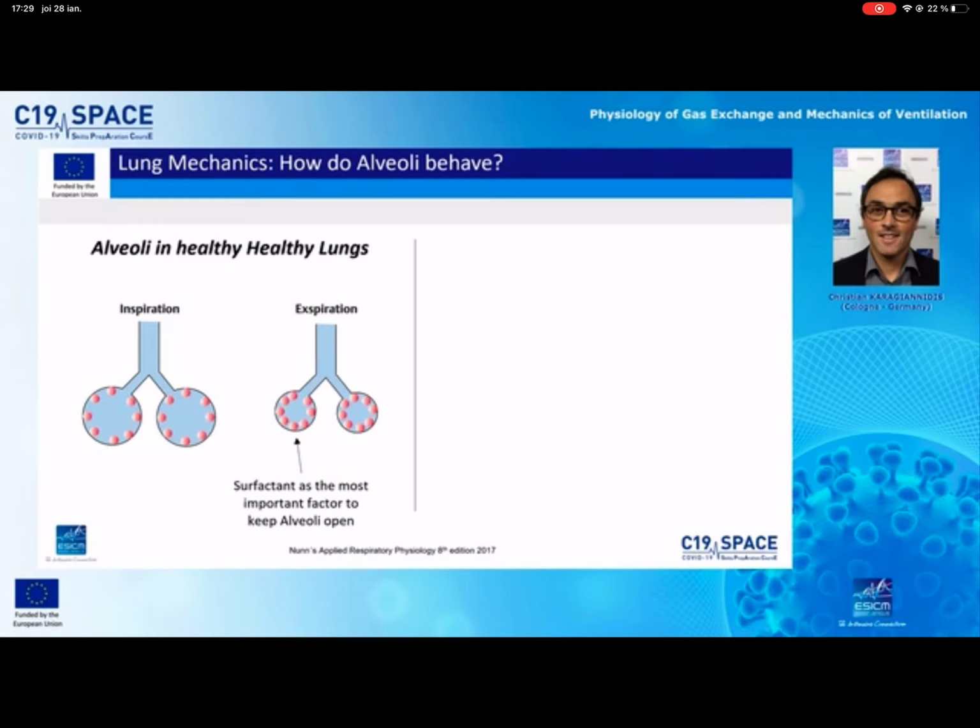So how do the alveoli behave in regard to lung mechanics? On the left-hand side, you see alveoli in the healthy lung, which open during inspiration, and once more, surfactant is the most important factor to keep the alveoli open, even if you expire. Surfactant helps your lung to avoid atelectasis and to be reopened with the next inspiration.